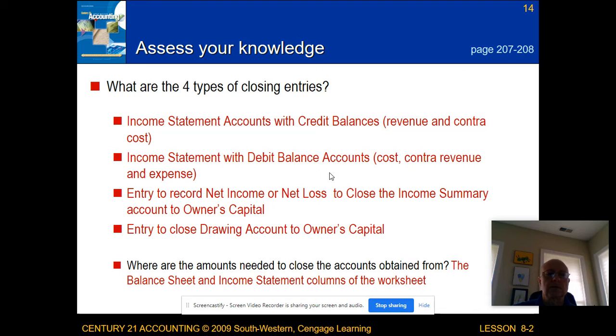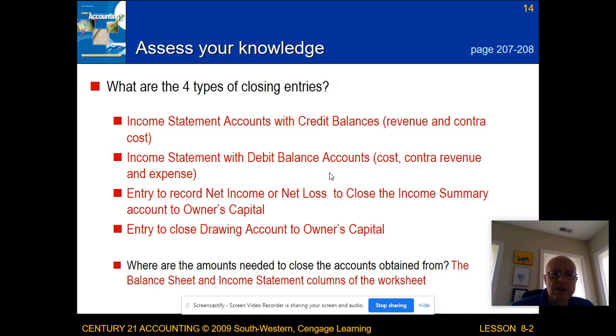Okay. So here is our organizer where we talked about the order in which we're going to do the closing. Credit balance is first, which is revenue accounts and contra accounts and cost accounts. Next year, we'll talk about cost of goods sold, and we'll talk about contra accounts. Income statement with debit balance, so cost, contra revenue, and expense accounts. Okay, we got some other accounts we'll get into next year. Don't worry about them for now.